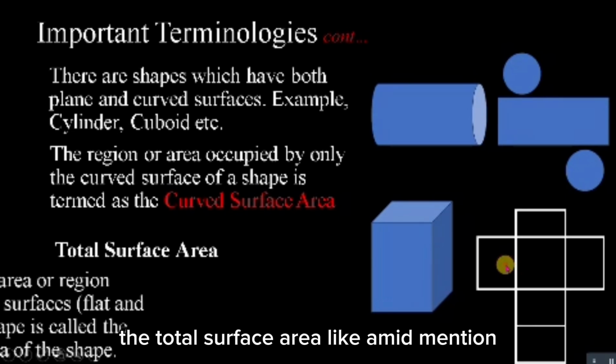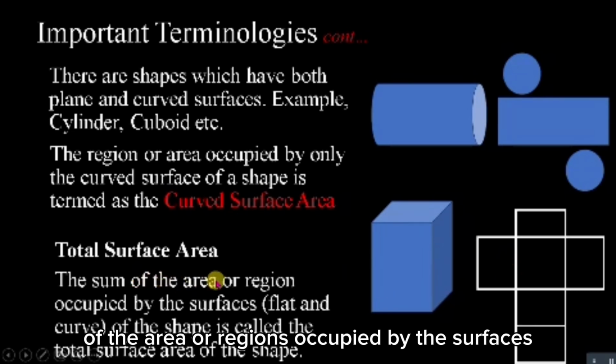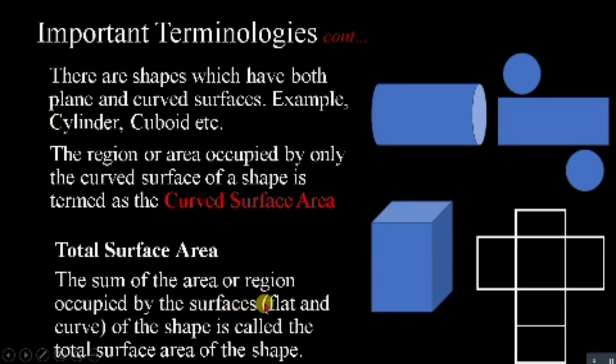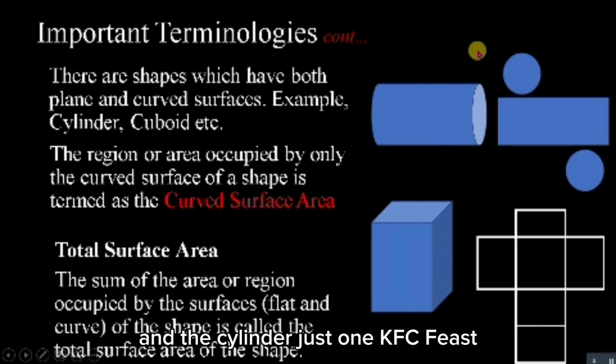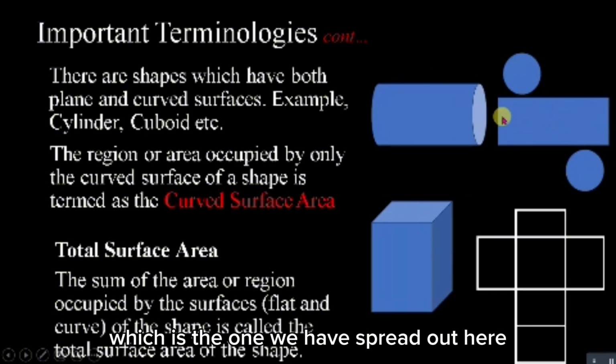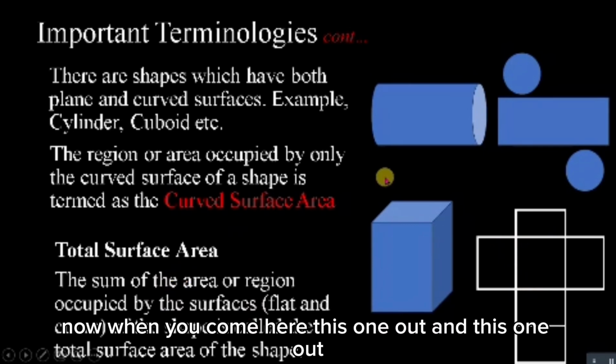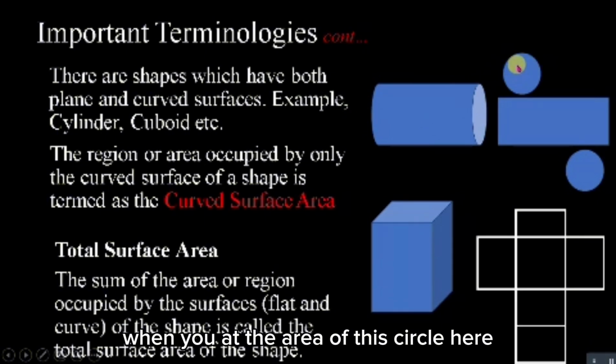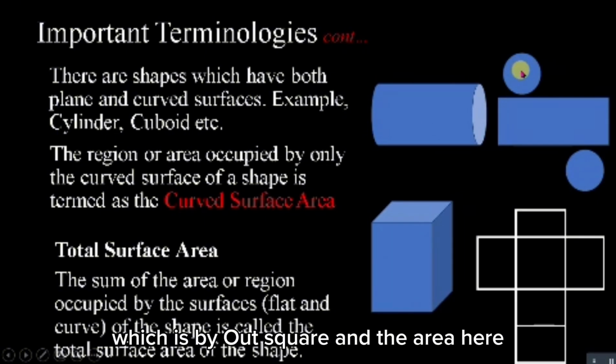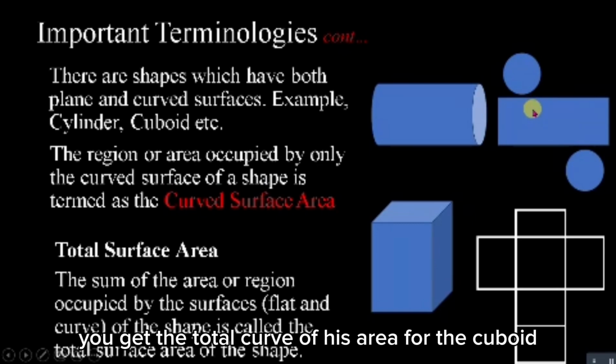Now, the total surface area, like I made mention, is the sum of the areas or regions occupied by the surfaces, flat and curved. This is one curved surface, and this is another curved surface. This is another curved surface. All right. And the cylinder is just one curved surface, which is the one we have spread out here. So when you are able to add all this, we get the total surface area. Now, when you come here, this one out and this one out, when you add the area of this circle here, which is pi r squared, and the area here with this, you get the total surface area for the cylinder.